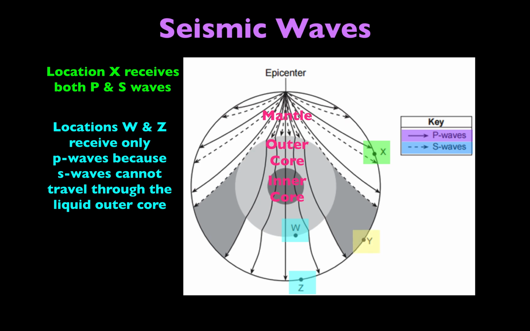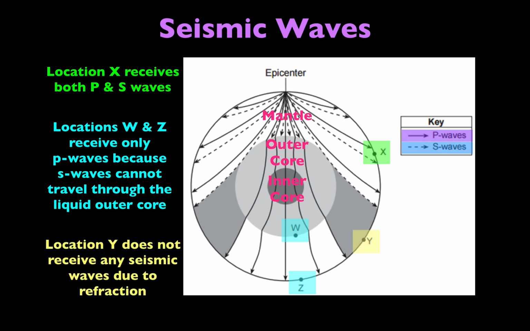Then if we look at location Y, it is in the shadow zone, so it did not receive any seismic waves due to the process of refraction.